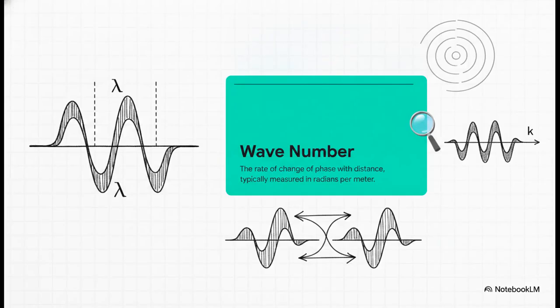Now, to actually manipulate these waves, we need 2 specific tools in our toolkit. First is wave number, represented by the letter K, which measures how much the wave's phase shifts as you move through space. And second is wavelength, or lambda, the physical distance of one complete wave cycle. Keep these in your back pocket because they're absolutely crucial for understanding interference.